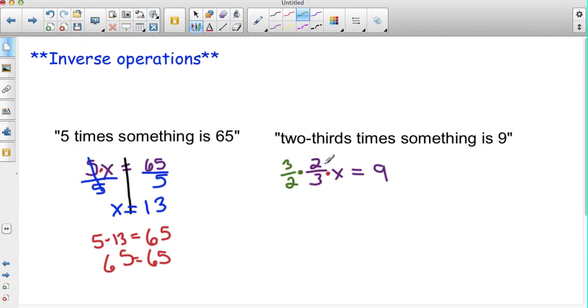3 times 2 is 6. 2 times 3 is 6. 6 over 6 is 1. So we've actually canceled it out. I'm just left with x equals, now don't forget my wall that I'm drawing here. Over here in green, I times it by 3 over 2. I also have to times this, whoops, stay color coded, by 3 over 2.